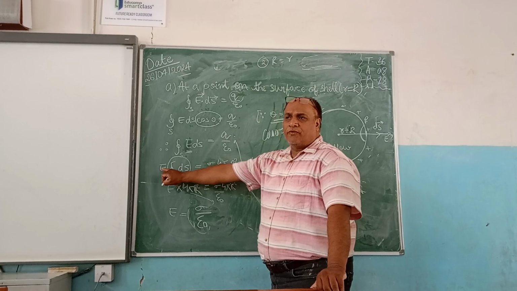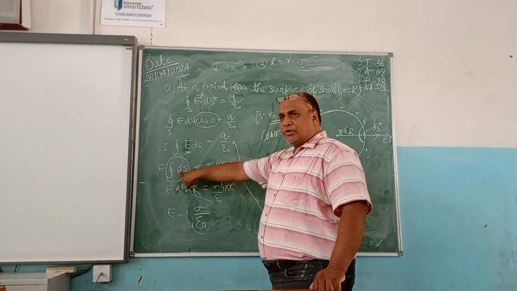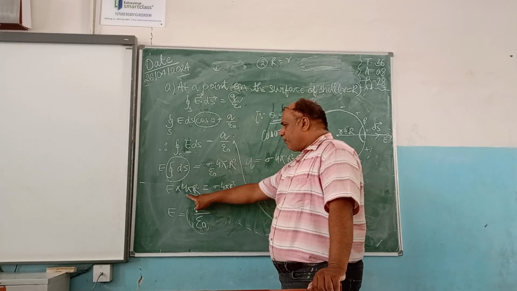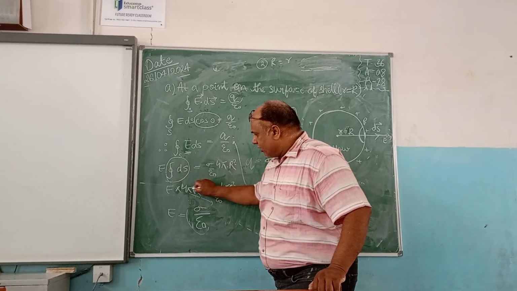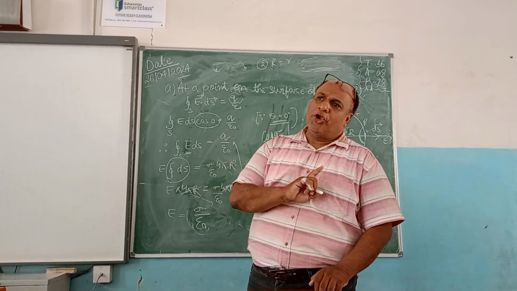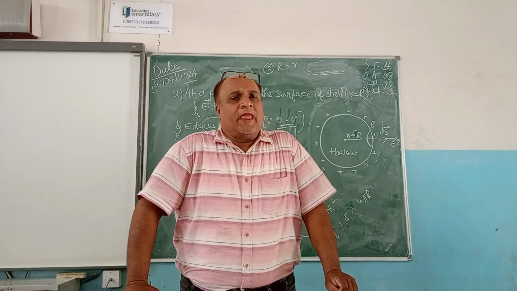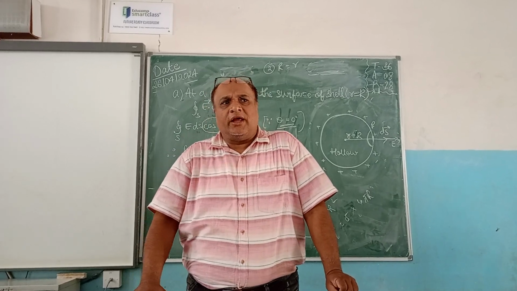E is constant, so remove it from the symbol of integration. This closed integral ds is a sphere, so 4 pi r square. This 4 pi r square cancels. That means E is equal to sigma by epsilon naught. This is the electric field intensity when the charge is placed at the surface of the spherical shell.